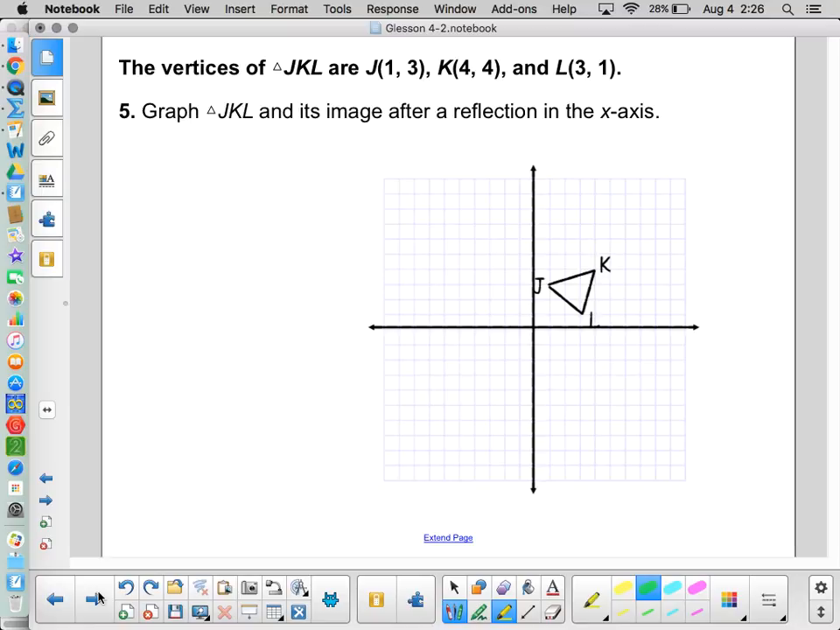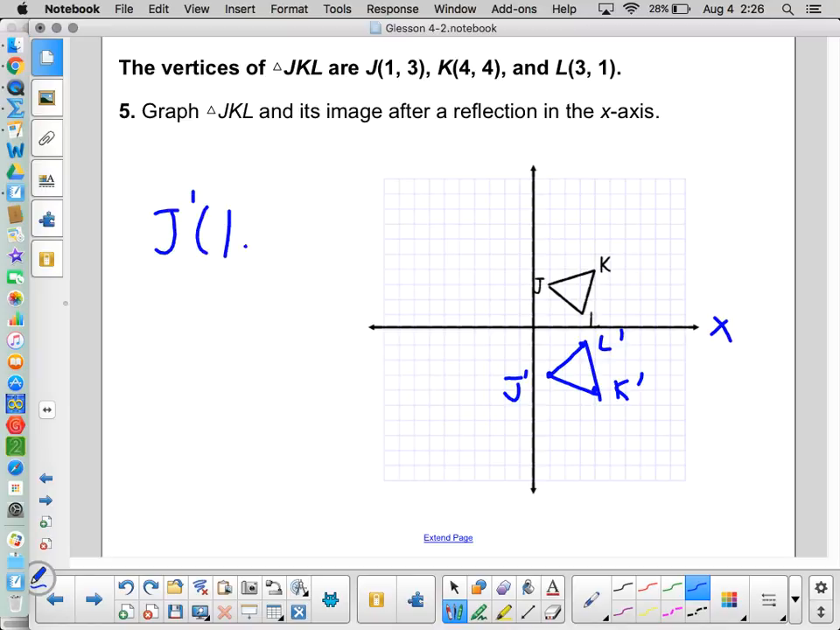So again, graph something after reflection in the x-axis. The biggest thing is remembering which is the x-axis. There's the x-axis. That's my mirror. Again, L primed is down here. K primed up 4, so down 4. J primed up 3, so down 3. You notice the x-coordinates do not change for the points, but the y-coordinates switch from positive to negative.